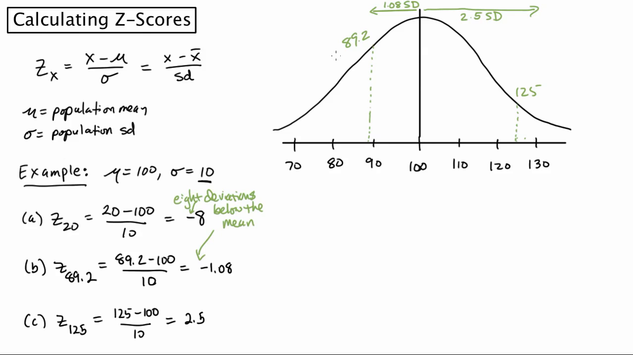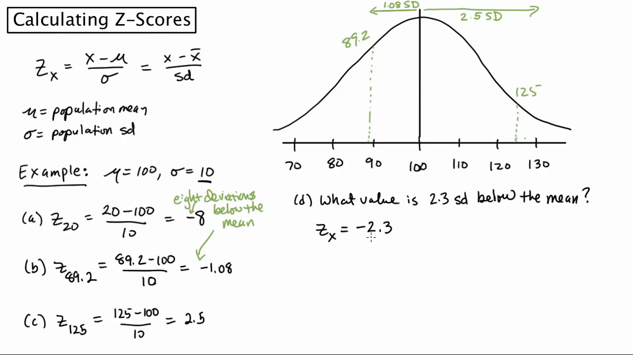Let's try another question that's slightly different. What value is 2.3 standard deviations below the mean? So as I read that, 2.3 standard deviations below the mean would correspond to some data point x that has a z-score of negative 2.3. So I can sort of work this problem in reverse. If I set negative 2.3 equal to the data point I'm looking to solve for, then I can just do some simple algebra at this point.